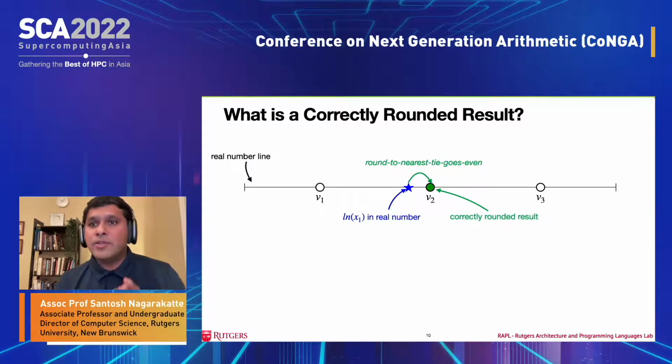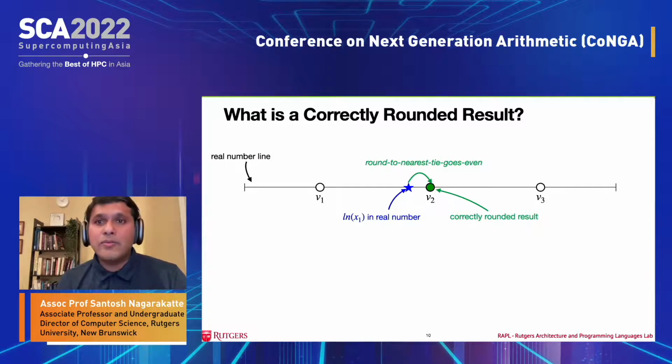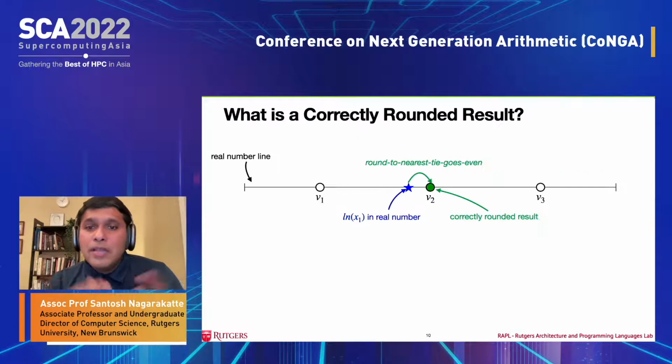Let me emphasize, you compute the transcendental function with real arithmetic and you get a real value. Finally, you round it according to the rounding mode and you get a value in floating point. This is the correctly rounded result. Okay, so now, how do people approximate this correctly rounded result?